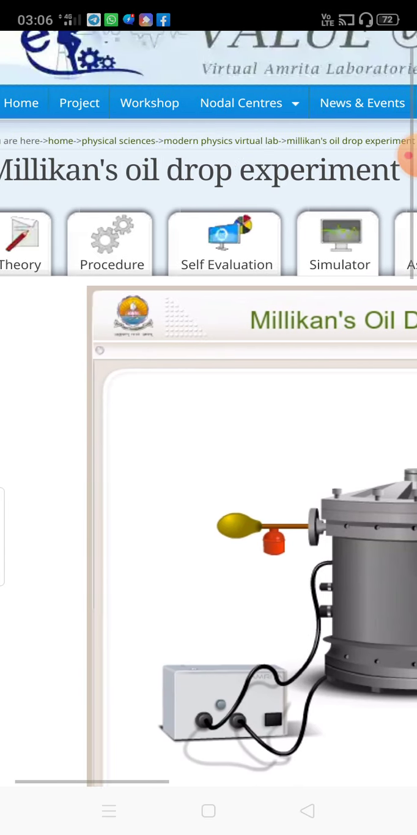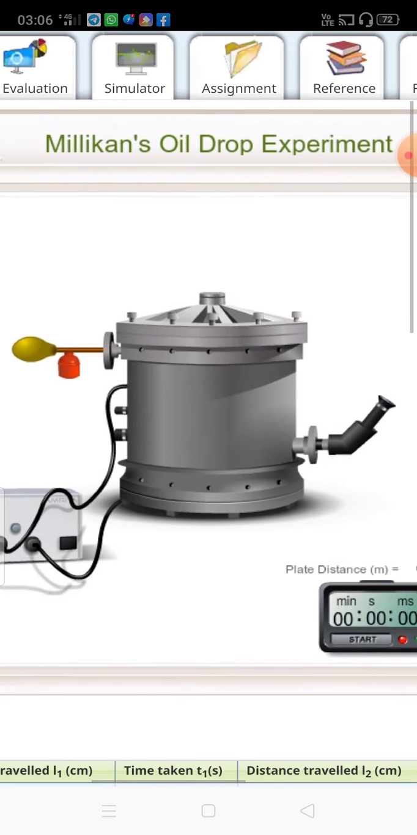This is the simulator. You can download the simulator app on your smartphone using Puffin software. In Puffin software, you just click on vlab.amrita.edu. Then it will show the physical lab. There you will find a number of items. You choose Millikan's oil drop experiment and start the experiment.